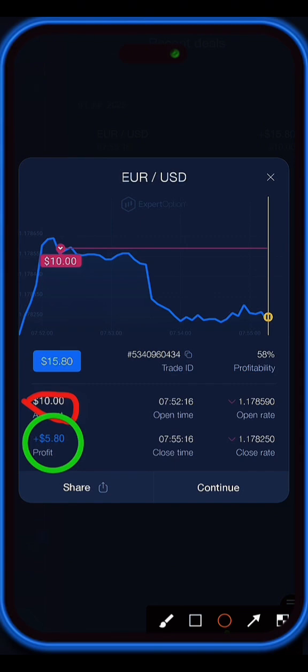I just made a couple more bucks for myself just for the purpose of it. But yeah, this is exactly how you trade with your phone on Expert Option.